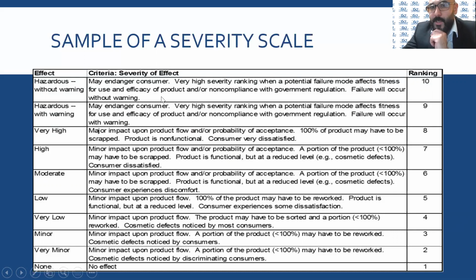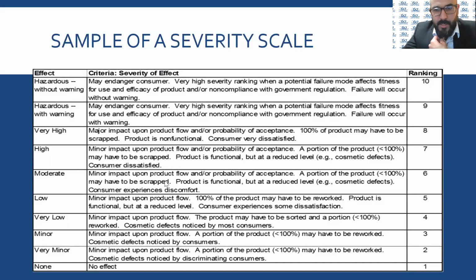Maybe endanger customer. So this is a very highly severe ranking with a potential failure mode, fitness for use and efficiency of product and non-compliance with government regulation. Failure will occur without warning. So we give it a 10. Hazardous with warning. If there's a warning, this could be a 9, may endanger customer. Very high severe ranking when a potential failure mode affects fitness for use and efficiency of product and non-compliance with government regulation. Failure will occur with a warning.